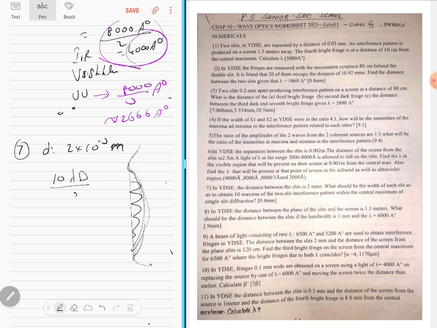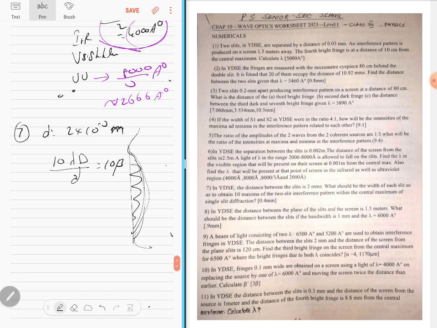10 into lambda into capital D by small d, and that will be 10 times beta. There are 10 maximas, 10 fringes. Corresponding to this is the angular separation. You know that the angular separation theta is equal to y by capital D, or in this case we can call it x or y, the position which covers the 10 maximas.